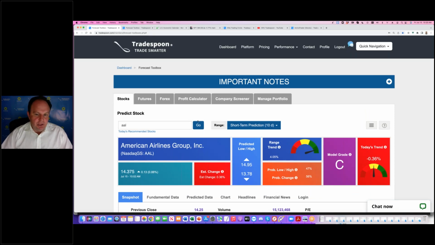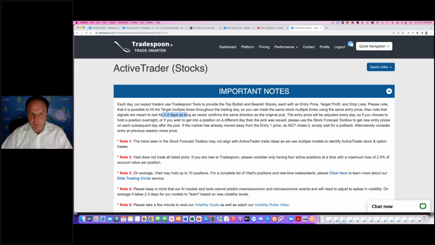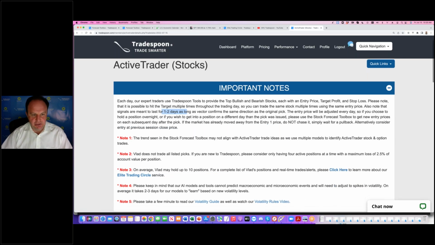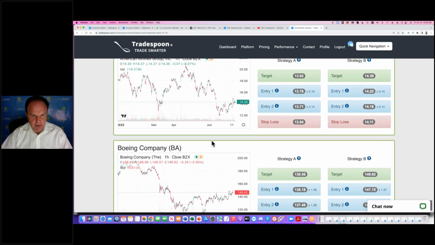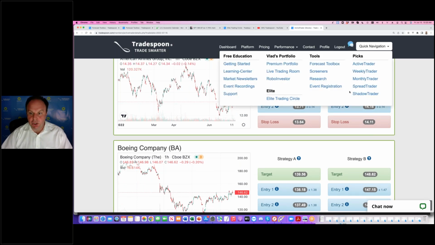So that's stock forecast toolbox, 10-day, 6-month. It shows you the trends, it shows you support and resistance levels, and that's extremely important. We do have ActiveTrader if you want to day trade for 1 or 2 days, right? It'll suggest a list of stocks that can outperform the market. American Airline, Boeing. We have weekly trader, same thing.